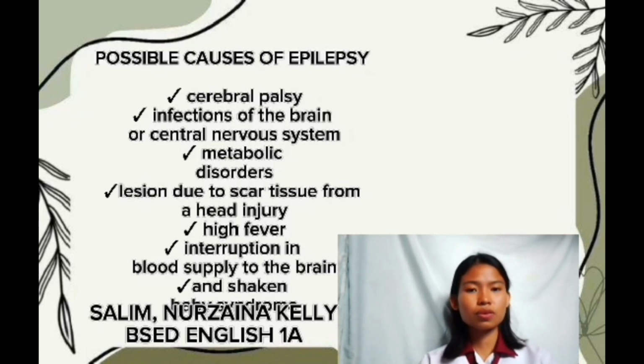Now we have is also the lesion due to scar tissue from a head injury. So brain scar tissue, also called gliosis, forms after brain injury. This scar tissue disrupts normal brain function, potentially leading to cognitive, motor, or emotional problems. The severity depends on the location and extent of the injury.